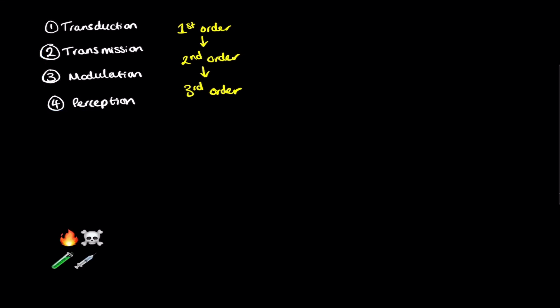Number 1. Transduction occurs at the periphery. Here, a noxious or potentially noxious stimulus is converted into an electrical signal, hence transduction. If you remember from your physics and equipment definitions, a transducer converts a signal from one form to another. How does this occur? Several types of noxious stimuli exist. They could be thermal, chemical, or mechanical.